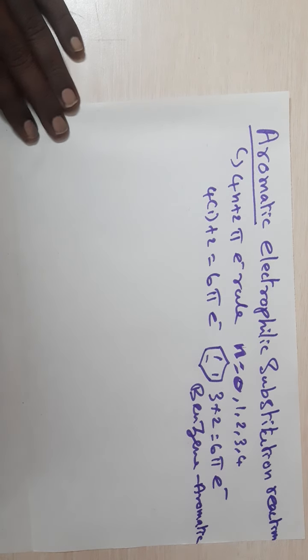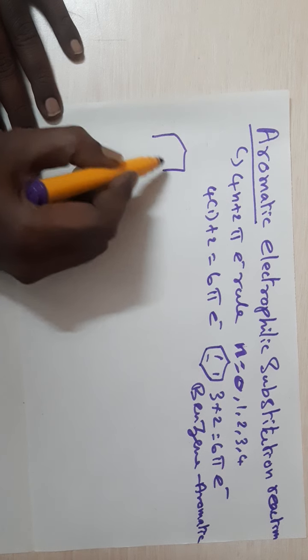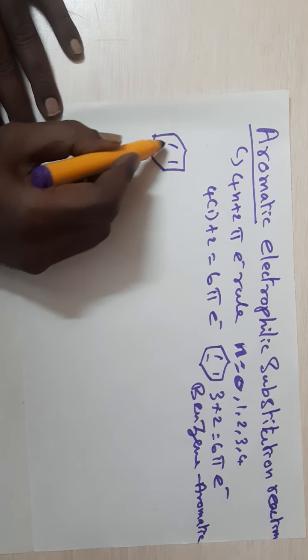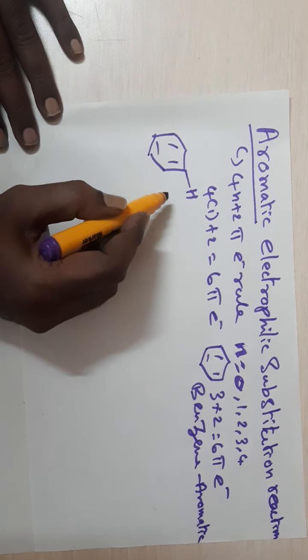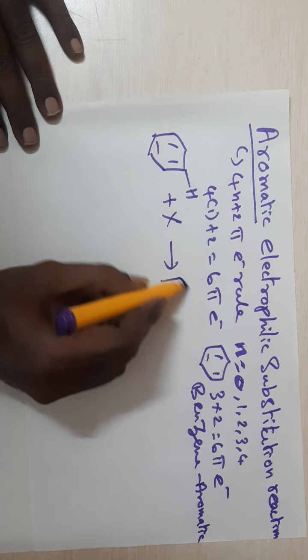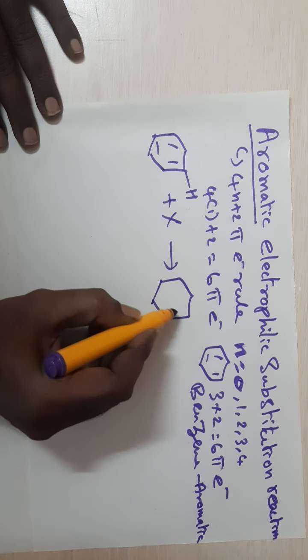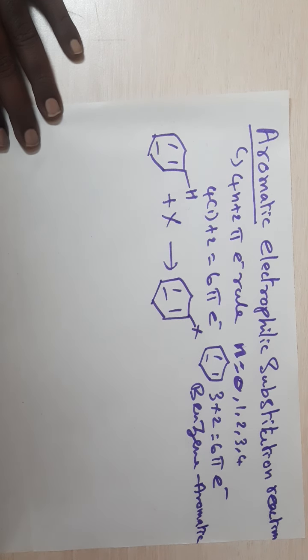Now we shall see what is meant by electrophilic substitution reaction. Benzene has 6 equivalent hydrogens. If one of the hydrogens is replaced by a substituent X, then it is a substitution reaction. Benzene is monosubstituted. In the place of hydrogen, we have a group or atom called X. How is the X substituted?